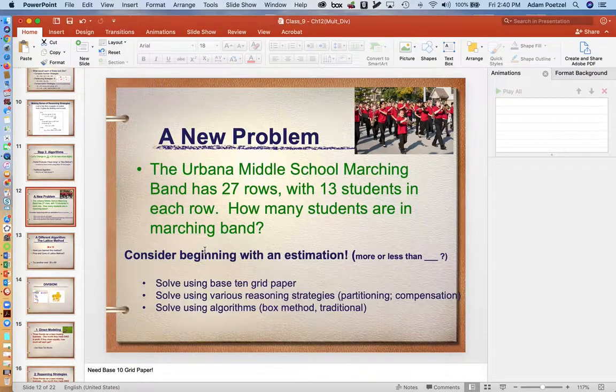You can pause the video, and I'd like you to maybe try using the base 10 grid paper if you have it there that you printed off. That'd be good to look at, start there. Then try some different reasoning strategies. How might you partition it? How might you use compensation? What would those look like here? And then solve using the two algorithms, a box method and the traditional method. Okay, so go ahead and pause it and play with that and write that in your notes just to get some experience and think as a teacher how you might talk through some of the language around that, okay? Pause.